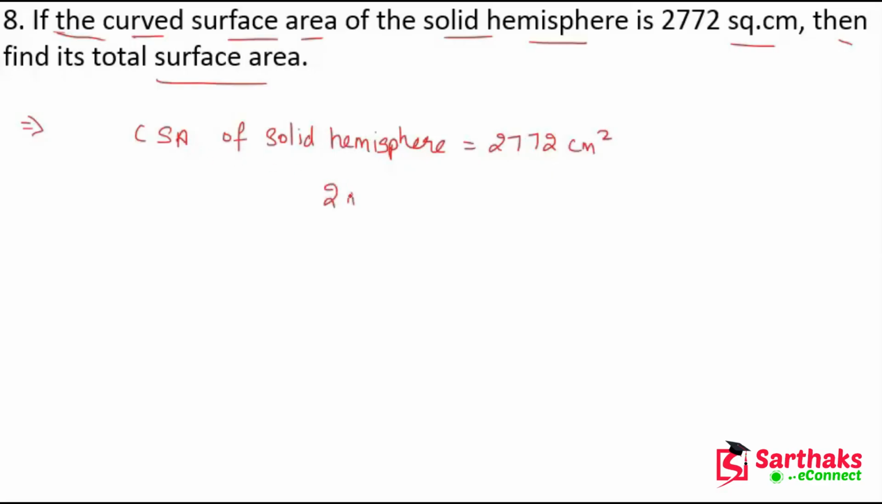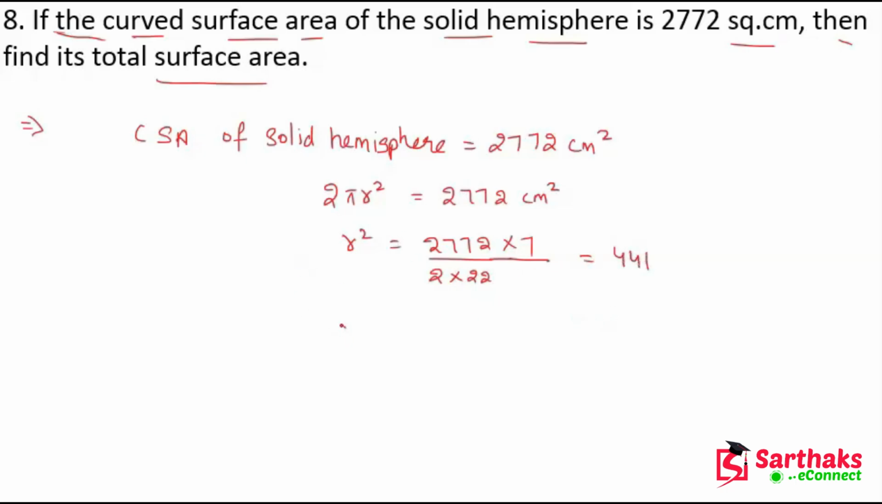We know that the formula of CSA of hemisphere is 2 pi r square, and this is equal to 2772 centimeter square. From this we can easily find the radius. So r square is equal to 2772 upon 2 into pi, which is 22 upon 7. So here we get 22 in the denominator and 7 in the numerator. I hope you get this point. Now after solving this, we get 441.